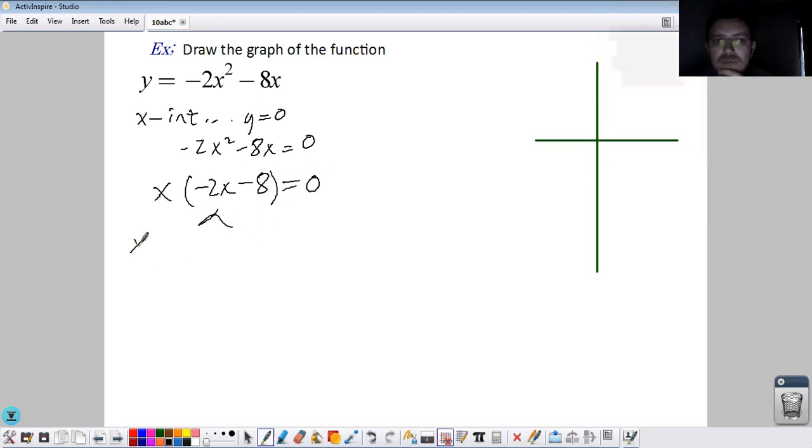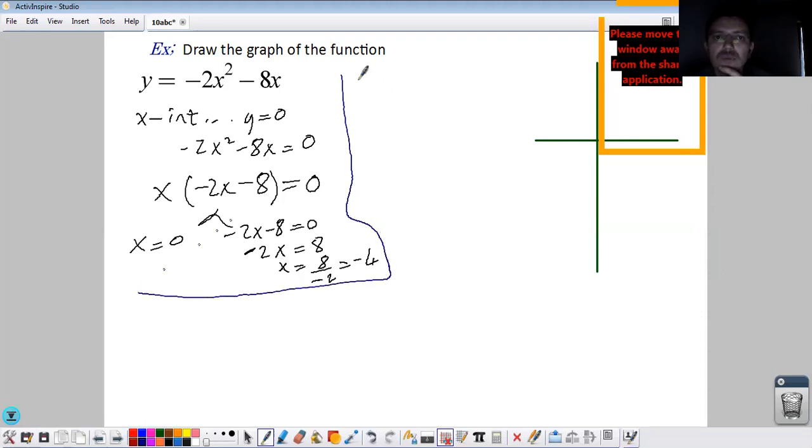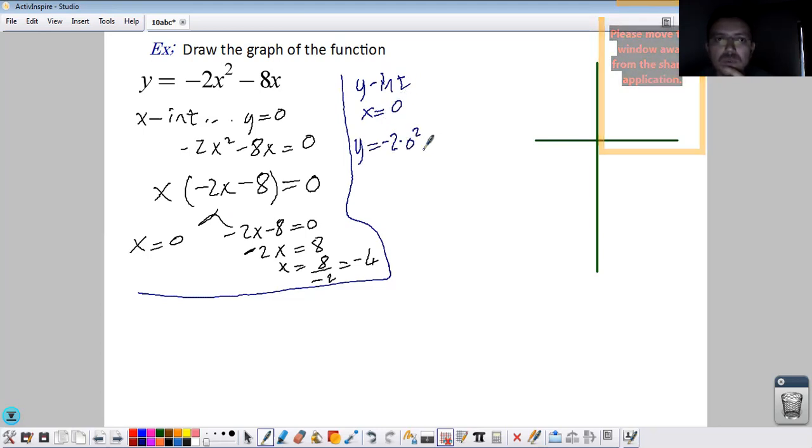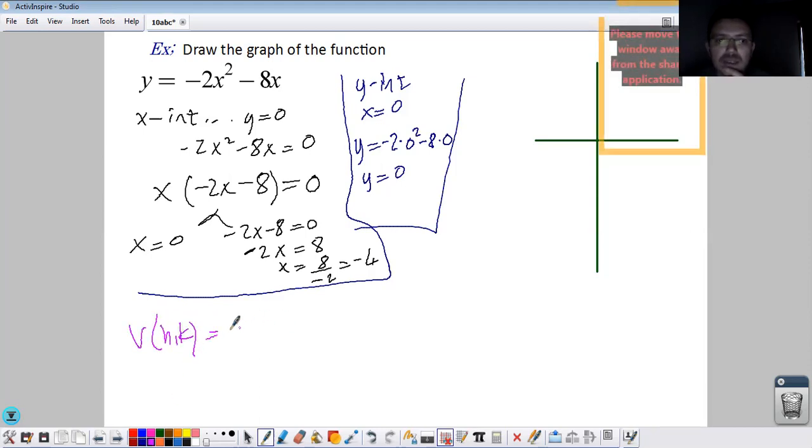And there will be 2 answers. X is equal to 0, and minus 2x minus 8 equals 0. Minus 8 goes to the other side as plus 8. This is minus 2x, be careful. X is equal to plus 8 over minus 2, that makes minus 4. So then I'm going to find the Y-intercept, which is when x is equal to 0. Y equals minus 2 times 0 squared minus 8 times 0. So y equals 0.